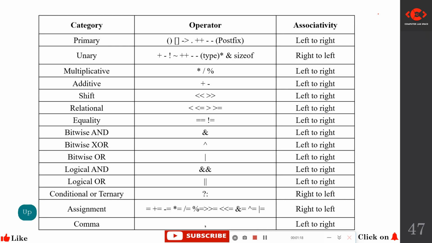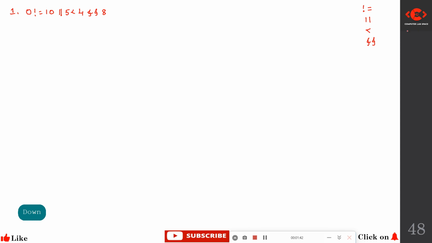If you look at the precedence table, you will see that we have not equals as an equality operator, then logical and, then logical or. Before that we have the priority for the relational operators. So the first priority goes to the relational operator, then the equality operator, then logical and, then logical or.